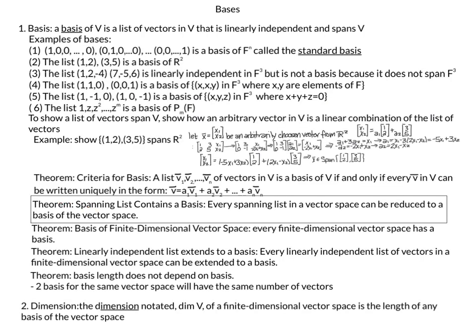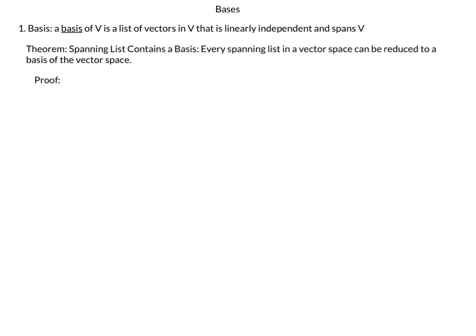This next theorem is that a spanning list contains a basis. The idea is if you have a list that spans, it may not be a basis because it may not be linearly independent. So you may have some dependent vectors that if you throw them out, you can have a linearly independent list, and then you'll have a basis. So every spanning list in a vector space can be reduced to a basis of the vector space. Here's my theorem, and we're going to do the proof.